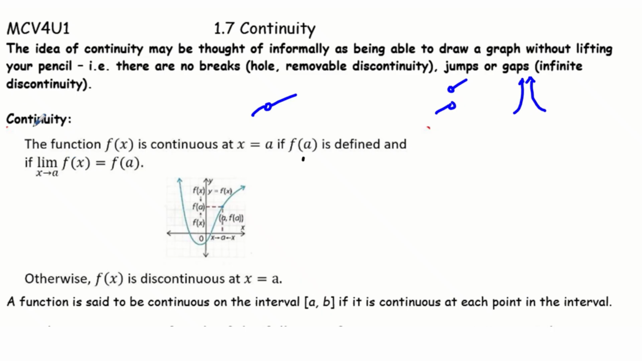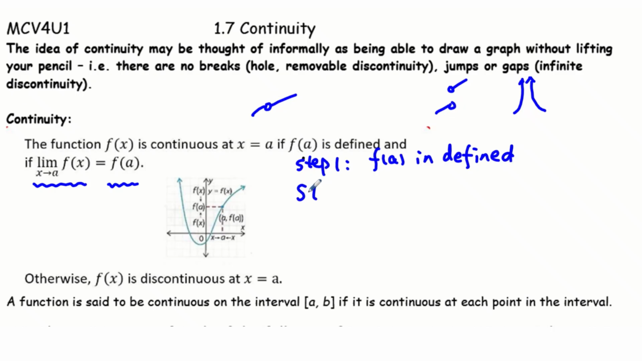So the continuity definition: a function is continuous when the limit from both sides exists and is equal, and also equals the value of the function at that point. Normally you could use a 3-step test. Step 1, you need to see if the function at that point is defined. If it is not defined, then we know it is not continuous.